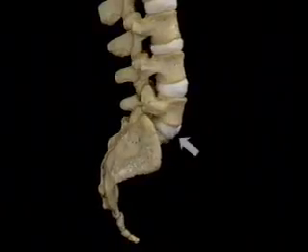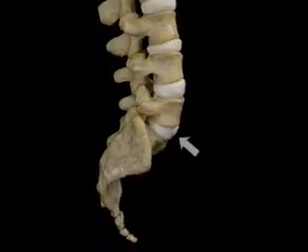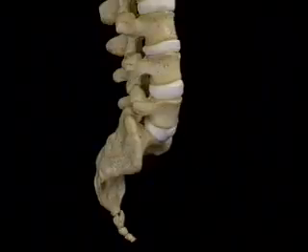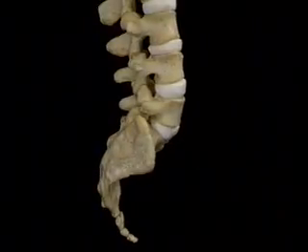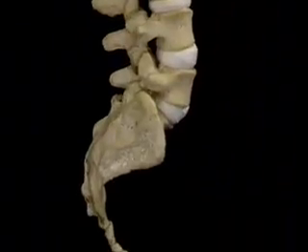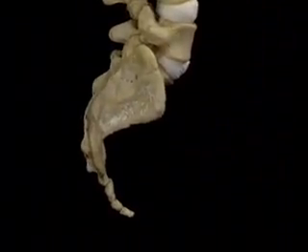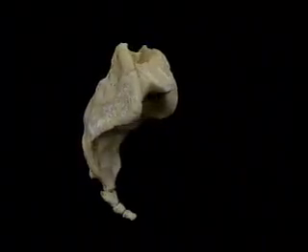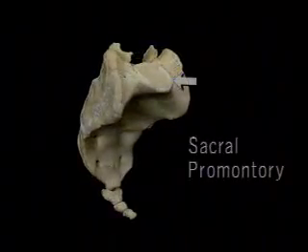The lowest intervertebral disc is quite wedge-shaped. Its shape accounts in part for the very marked curvature of the spine between the 4th lumbar vertebra and the sacrum. The most anterior point on the sacrum is called the sacral promontory.